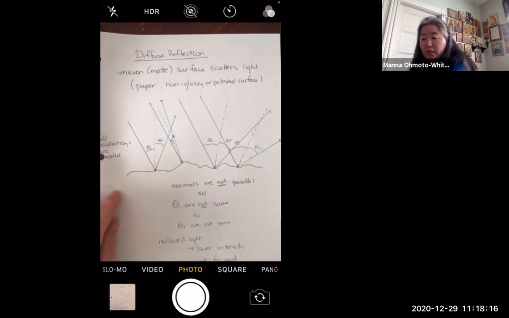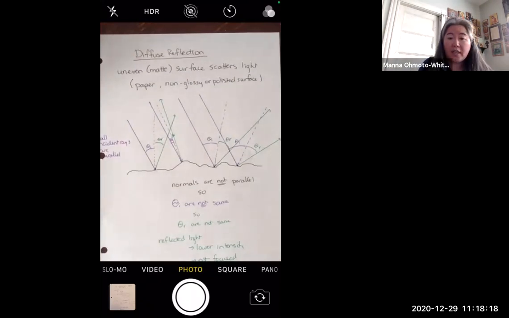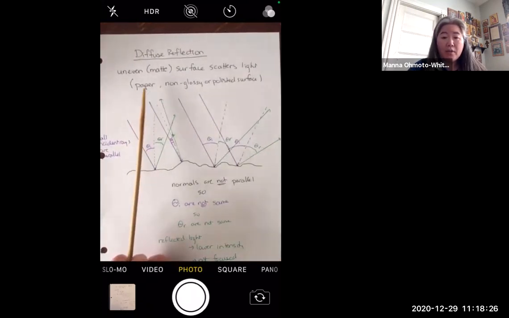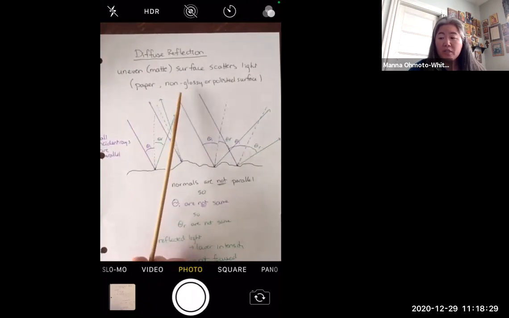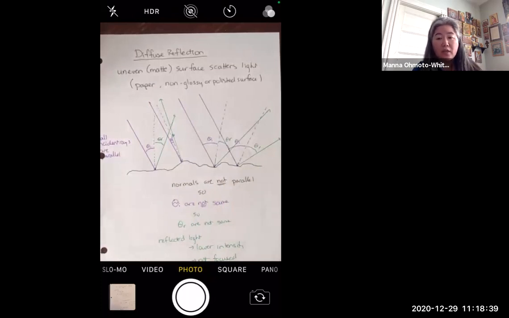The reason why I can't do the same thing with cardboard is that I have what's called diffuse reflection. So this occurs in uneven surfaces, what we call matte. And these can be like regular paper, a non-glossy or polished surface, or it could be very craggy, right? It could be like the road, it could be sand. So the sand will give diffuse reflection, whereas the ocean, especially if it's very calm, will give specular reflection. That's why we have the glare off of the ocean. We don't get the glare so much off of the sand.